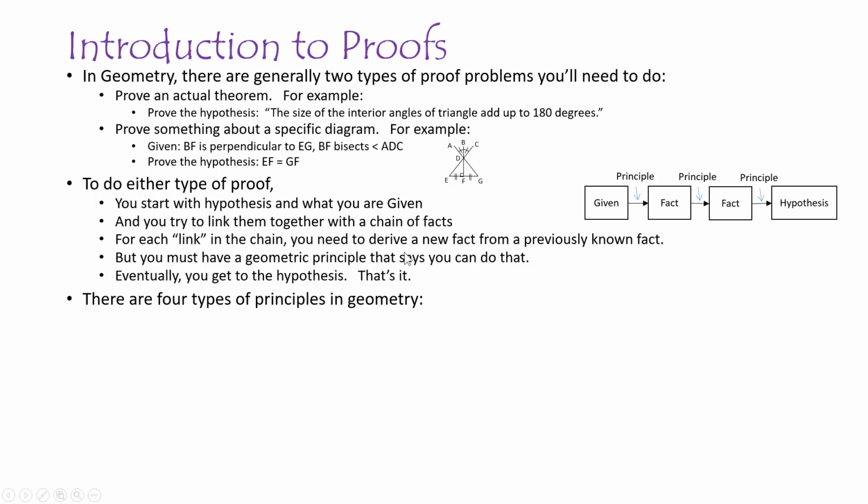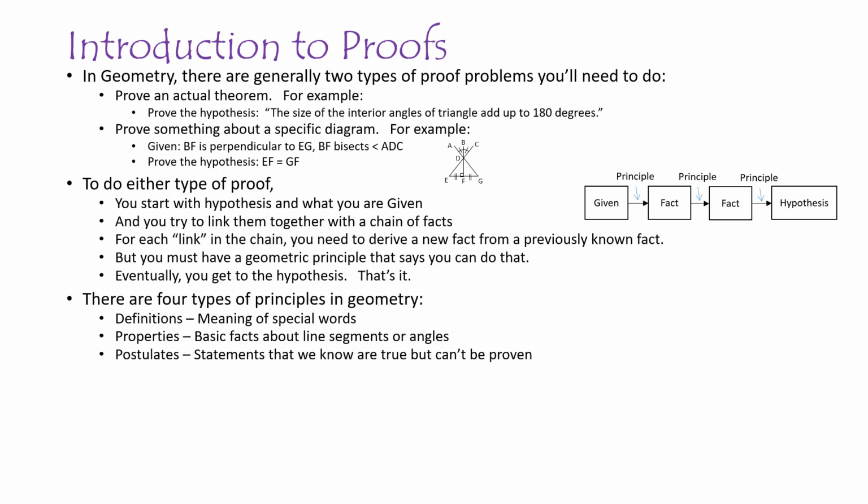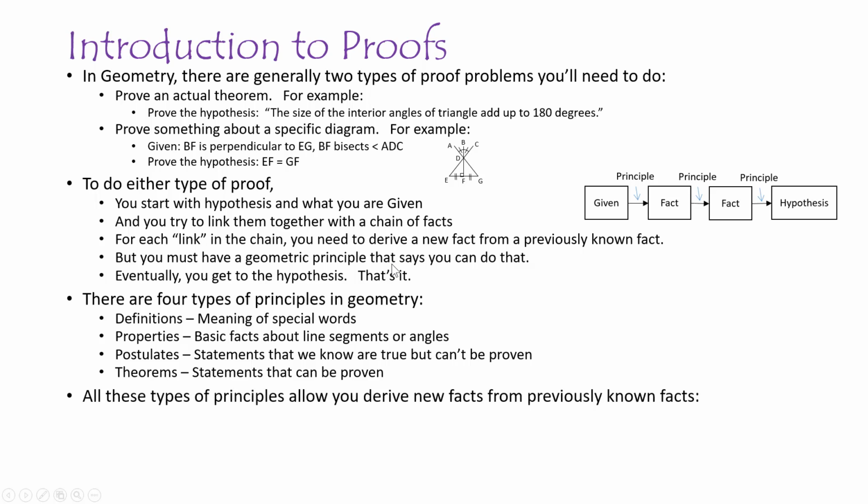And there are 4 types of principles in geometry that you use. There's definitions, which are the meaning of special words. And we'll see some examples. And the properties, which are basic facts about line segments or angles. There are postulates, which are statements that we know are true, but we can't prove them. They're just self-evident. And then there's theorems. There are geometric statements that you can prove. So here are some examples. But all these examples show that you're deriving new facts from previously known facts.